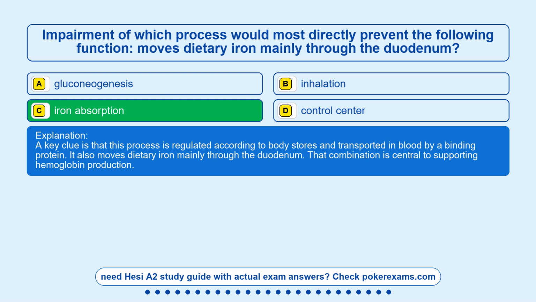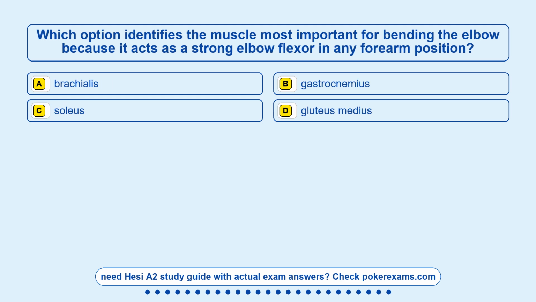That combination is central to supporting hemoglobin production. Question 18. Which option identifies the muscle most important for bending the elbow because it acts as a strong elbow flexor in any forearm position?